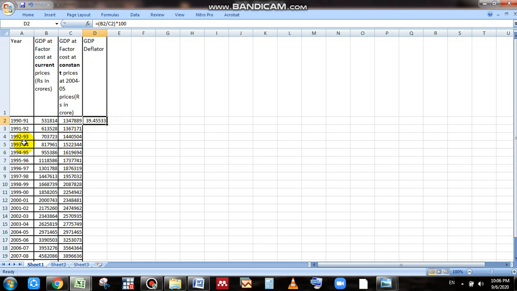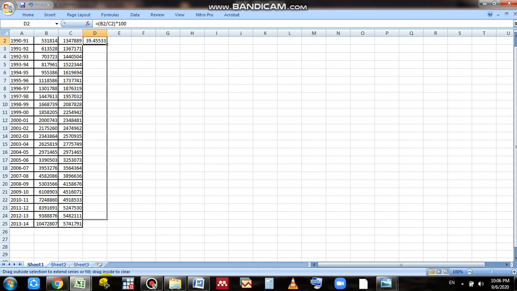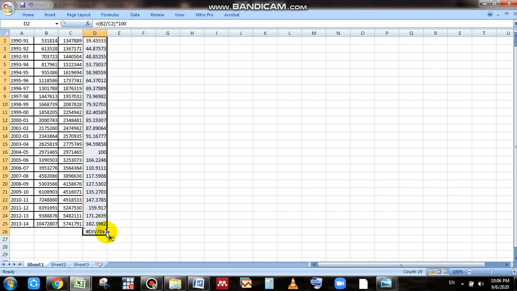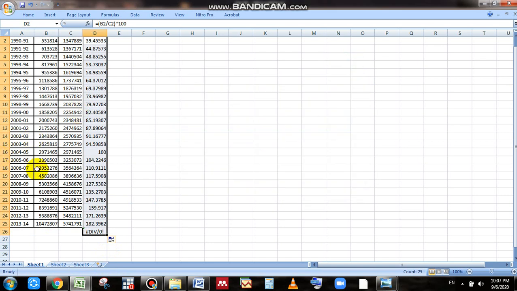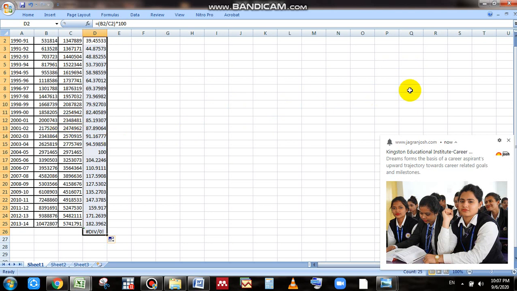To calculate the further years, we will drag it as soon as this plus sign appears. Now drag the value. So this is the GDP deflator that you get for all the years. As we know, we have used 2004-05 as the base year, so the GDP deflator for 2004-05 would be 100.